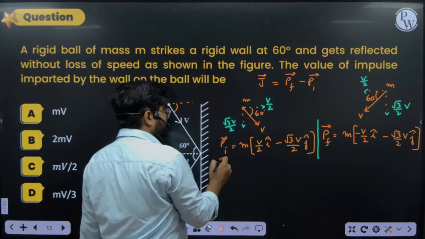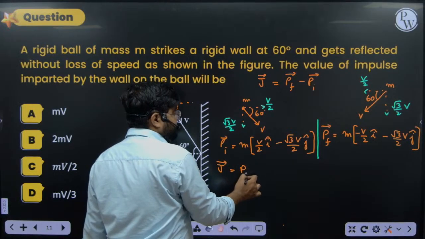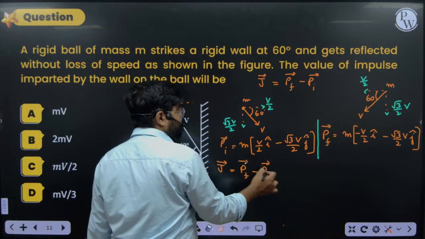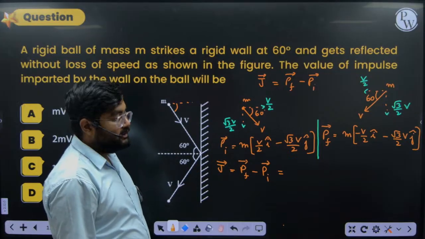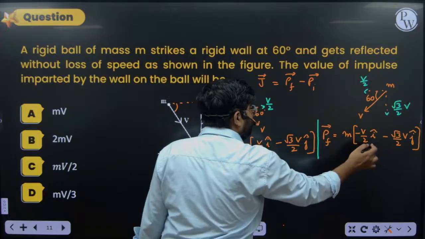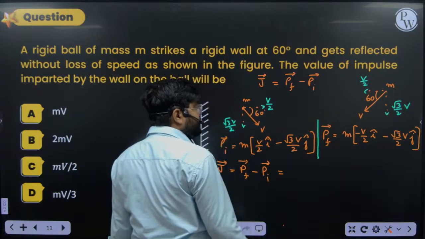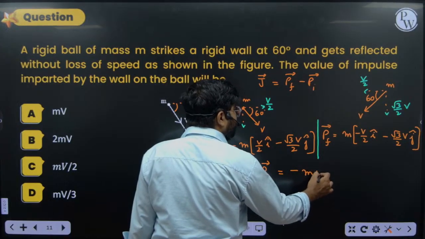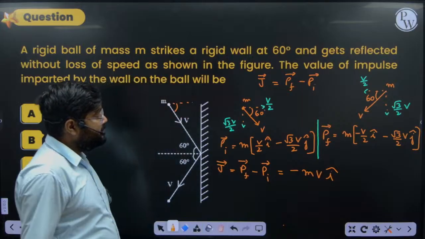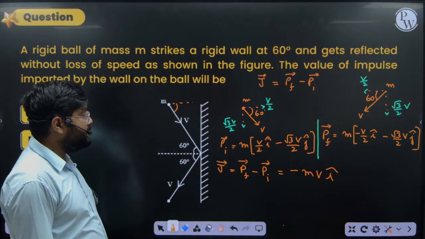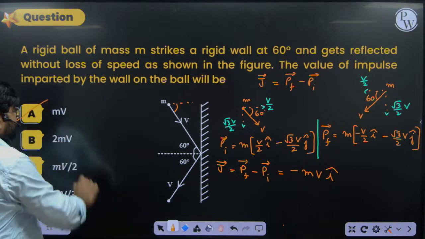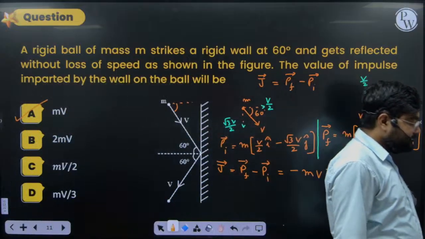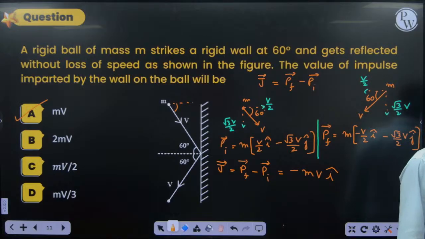So what is impulse? Final momentum minus initial momentum. If we put these values and solve it, we will see that this component will get cancelled and this will get added, and the answer will come as minus mv I cap. So if you see here, they are just asking us the magnitude. So the magnitude is mv, hence the answer here is option A. I hope this is clear, everyone.